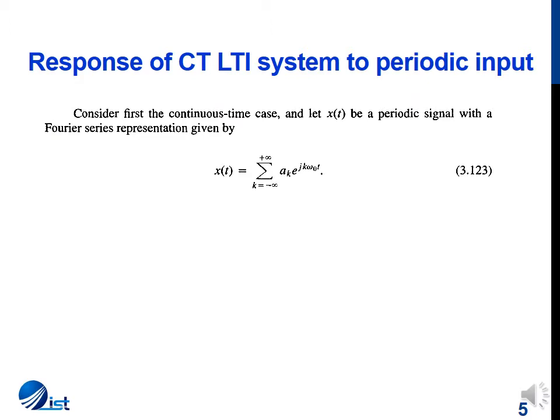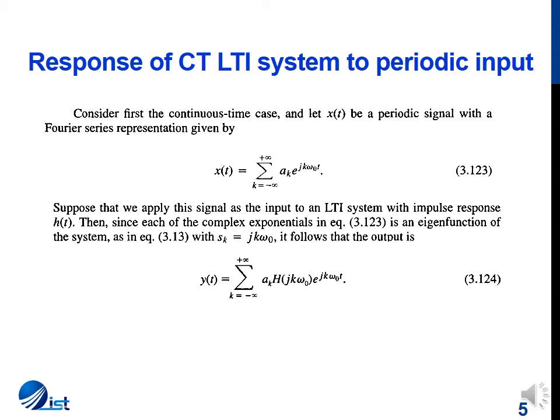So combining these two concepts, what is the response of a continuous time LTI system going to be when it is subjected to a periodic input? Suppose that x(t) is a periodic signal with a Fourier series representation given by x(t) equals the sum of a_k e^(j k omega naught t), where k varies from minus infinity to plus infinity. This slide is from your book, so I'll be using the book equation number. This is equation 3.123.